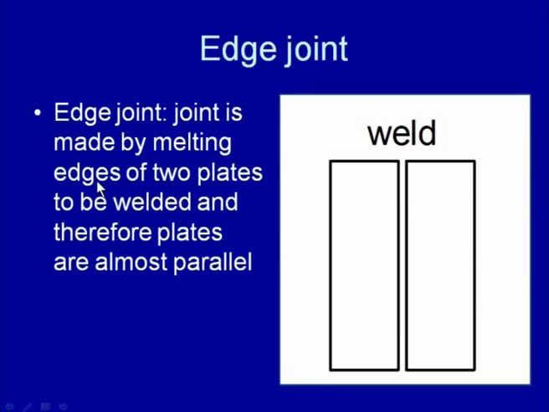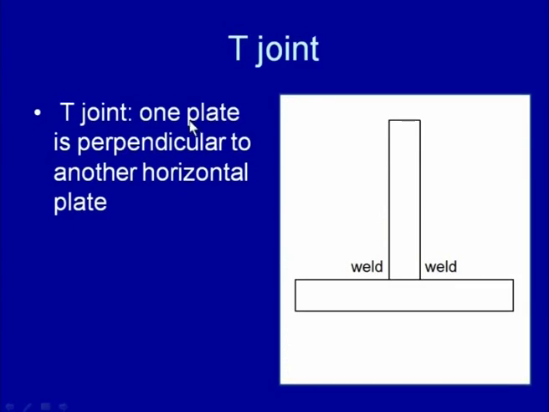In the edge joint, the joint is made by melting the edges of the plates to be welded, and therefore the plates are all kept almost in a parallel position, and various groove geometries can be prepared for developing a sound weld joint. In the case of the T joint, one plate is perpendicular to the other plate, and the weld can be made either by making a groove or just by depositing the weld metal in the form of a fillet weld.